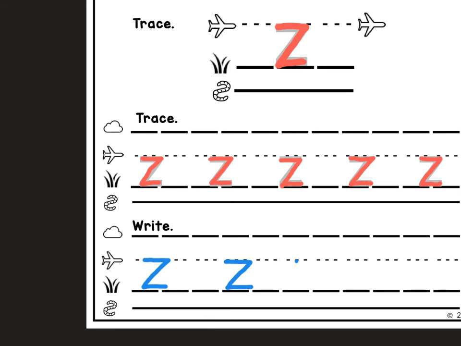Let's start with the plain line, go across, then you slide back, and then you go across the grass line. Last one. Go across on the plain line, slide down to the grass line, and go across on the grass line. Okay, that is how we practice the lowercase letter Z.